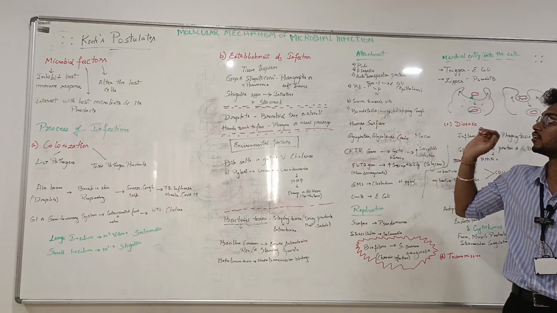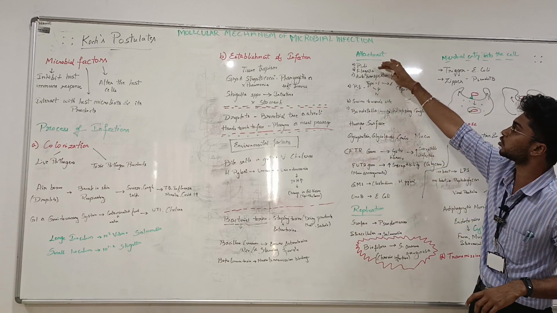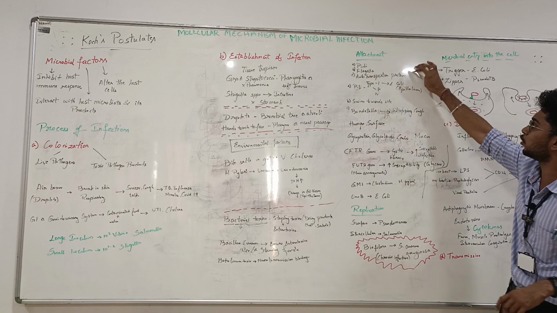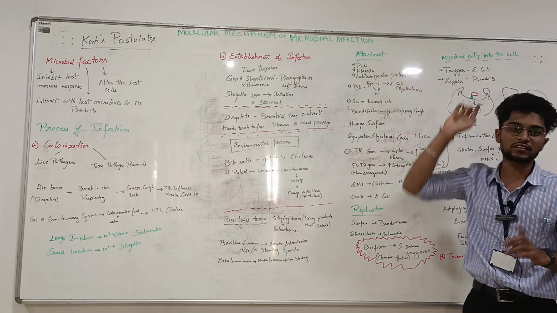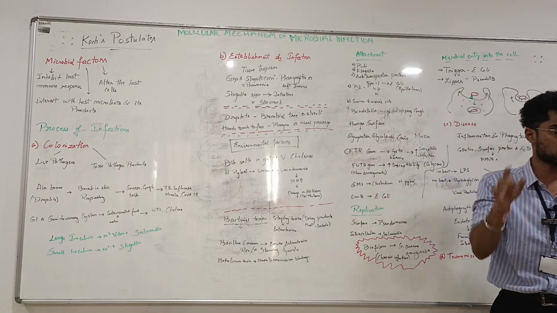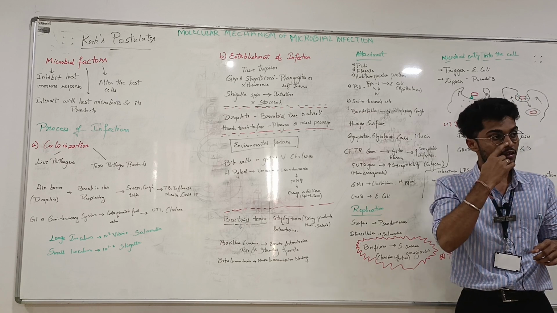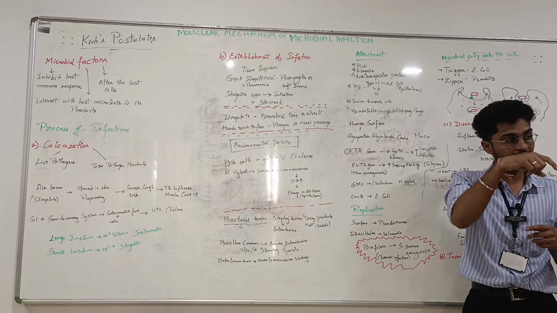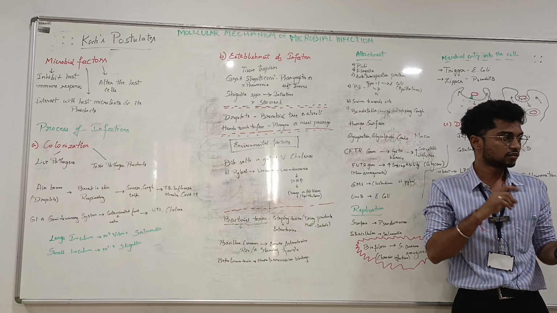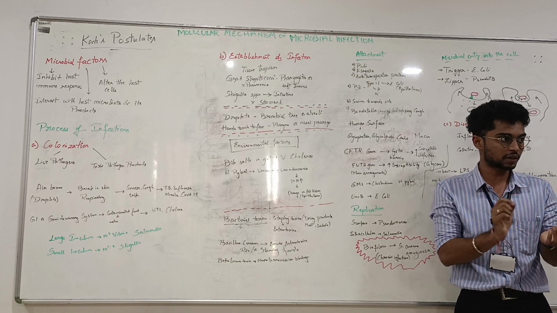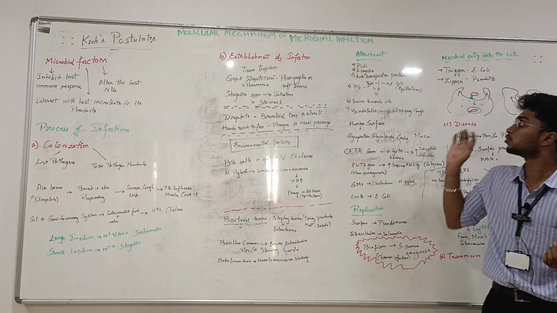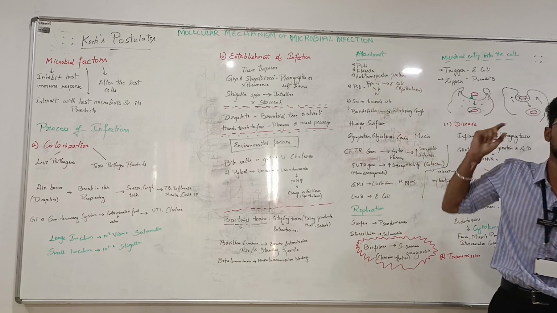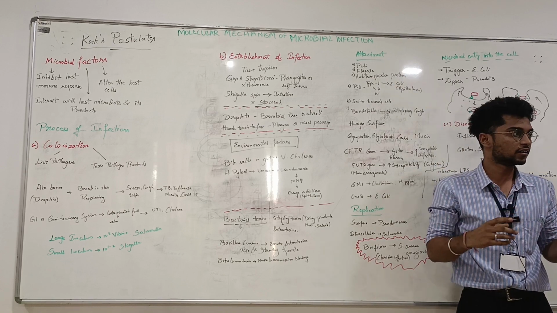Now the attachment. Attachment is through three routes: pili, flagella, and autotransporter proteins. Pili are hair-like structures present around the body of the bacteria. Through pili, it causes adherence and anchoring to a specific cell. They have a specificity; each pili has its own specificity. And flagella help in the movement of the bacteria.